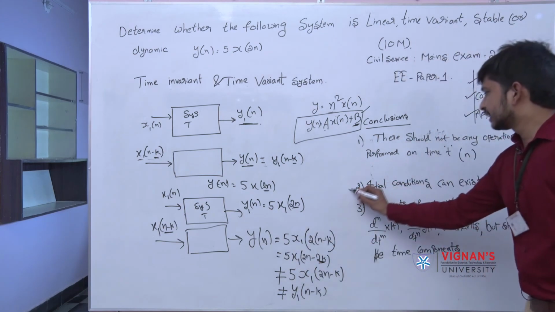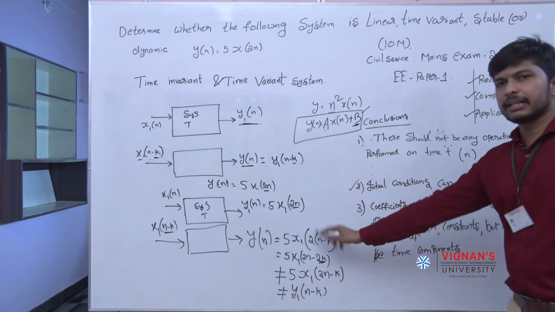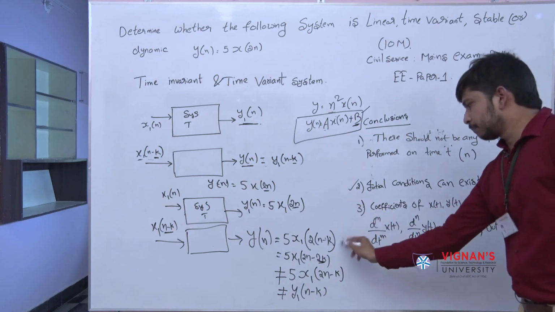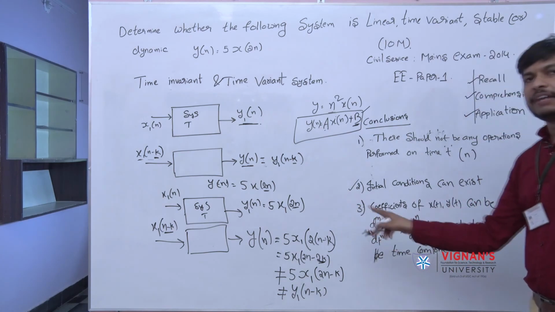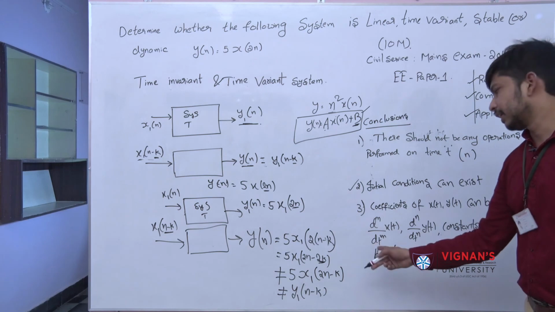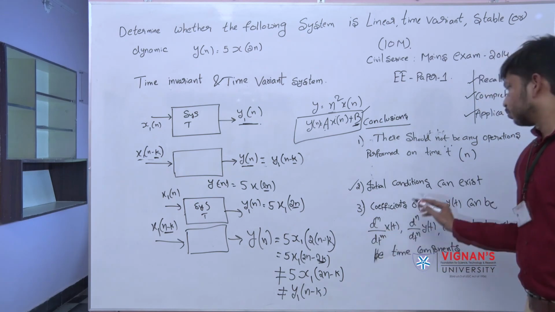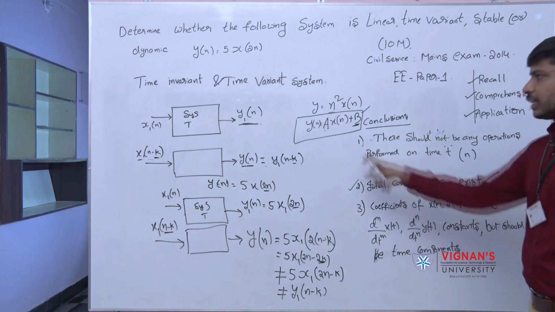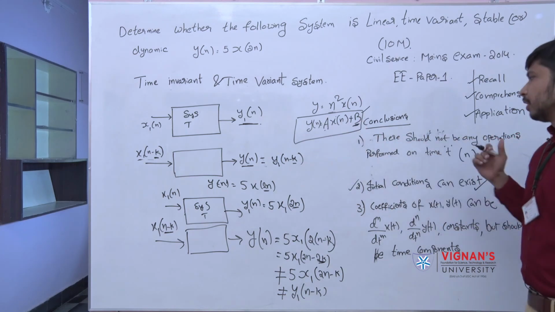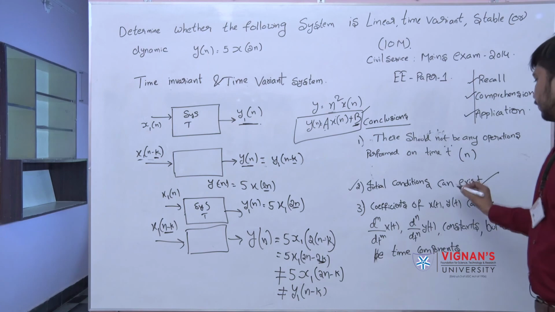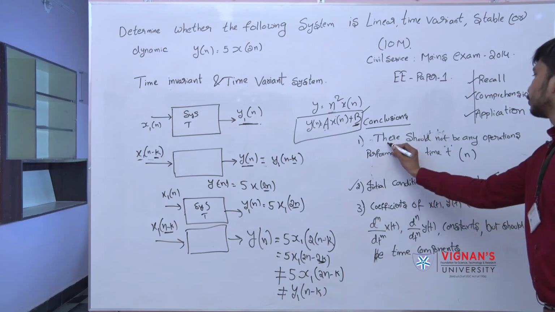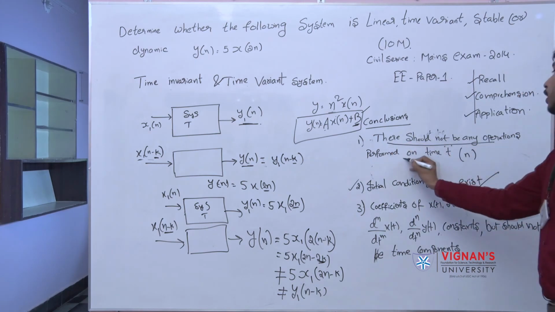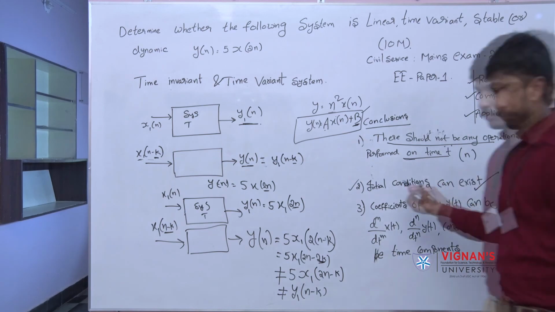So initial conditions can exist in a system; that is not affecting the method. Even though the term plus b is there, that is not affecting whether it is time variant or time invariant. So initial conditions can exist. Even with initial conditions, you can say that the system is time invariant, if there are no operations performed on time t or n.